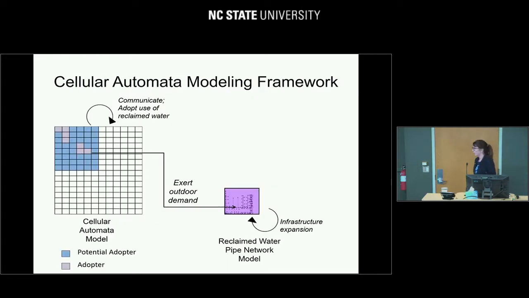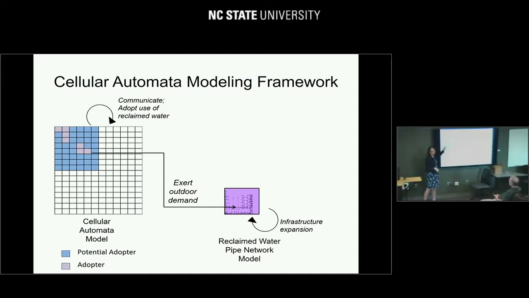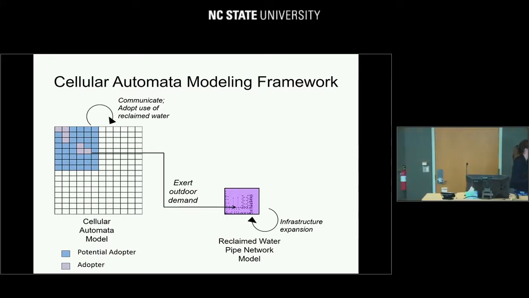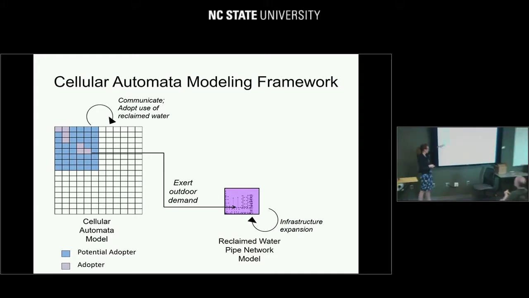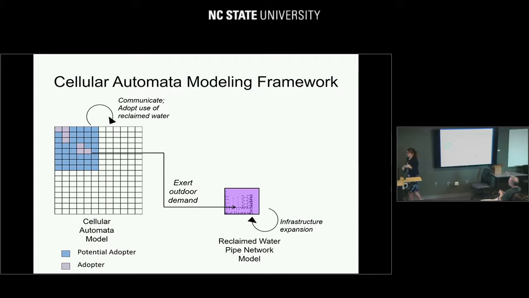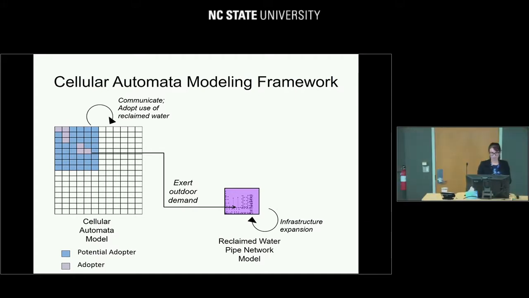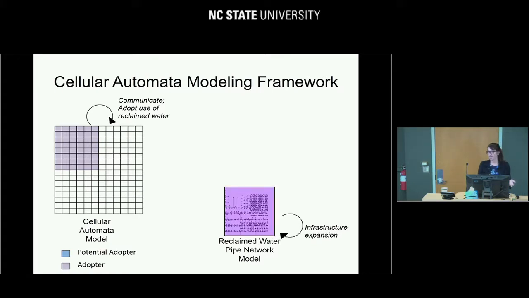So how this works is that we have a grid that represents the entire city, but only a small portion of that grid has access to reclaimed water. The infrastructure has only been built out to that phase. And so we start with potential adopters and adopters. Over time, the cells become adopters. Maybe all of them have adopted here. And then we go to the next phase of expansion.